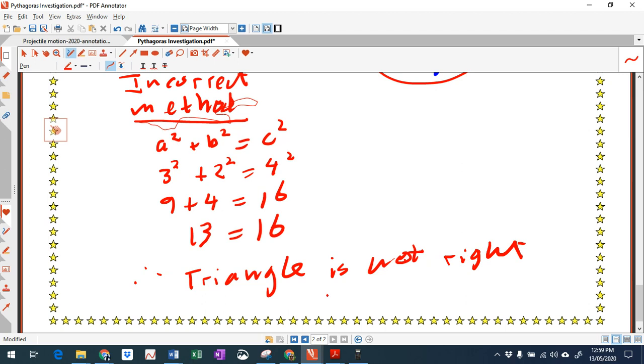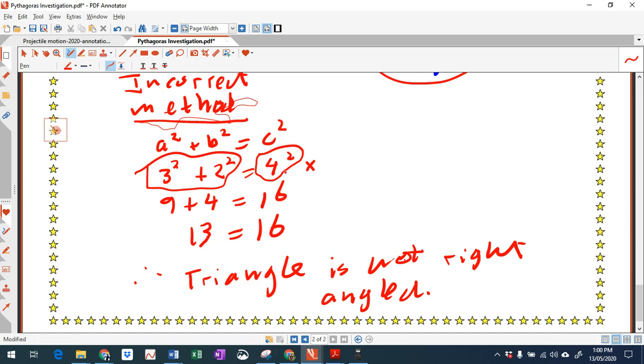Now, I'll tell you why this is incorrect. Because you can't start off with an equal statement if you don't know they're equal. So we know that 13 is not equal to 16. So you can't start off by saying this is true because we don't know. We're trying to check if this is equal to this. Because we don't know, you can't start off by saying they're equal, okay?